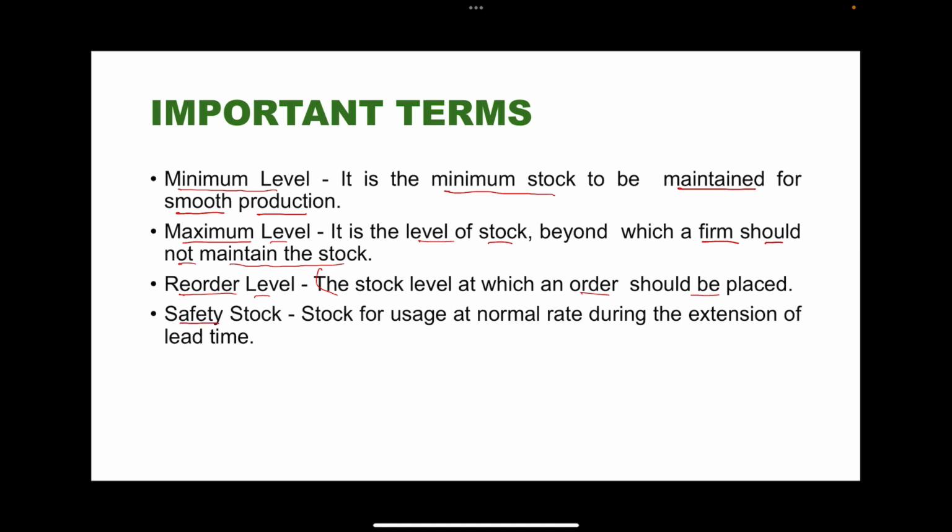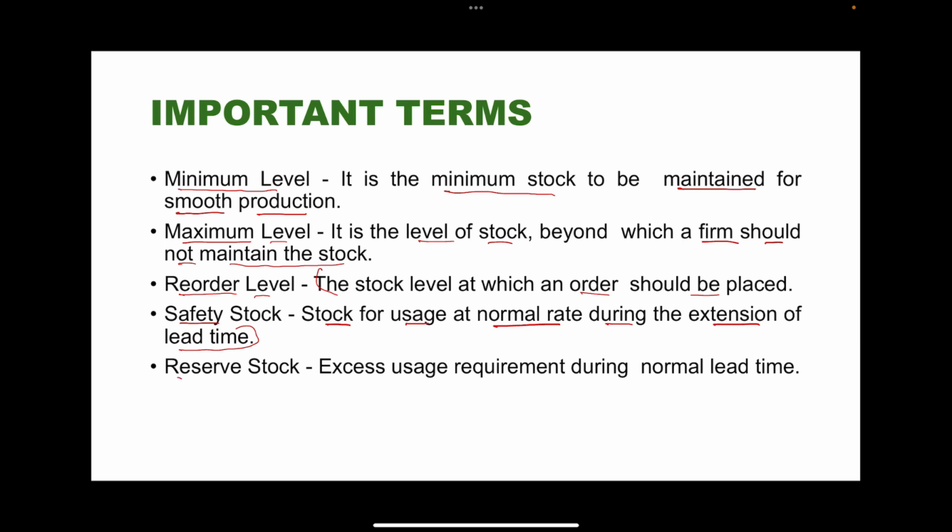And then you have the safety stock, that is stock for usage at normal rate during the extension of lead time. And then you have the reserve stock, excess usage requirement during normal lead time. Then you have the buffer stock, that is normal lead time consumption. So these are the important terms associated with EOQ.